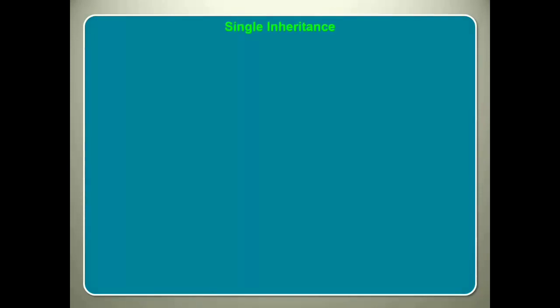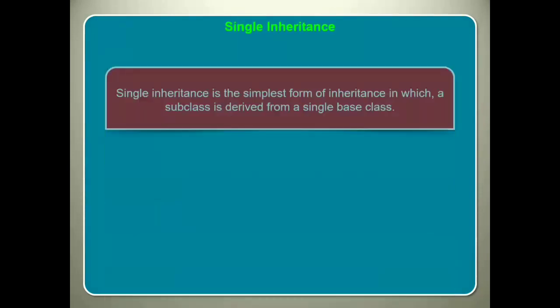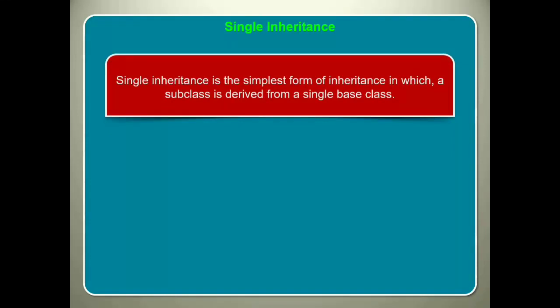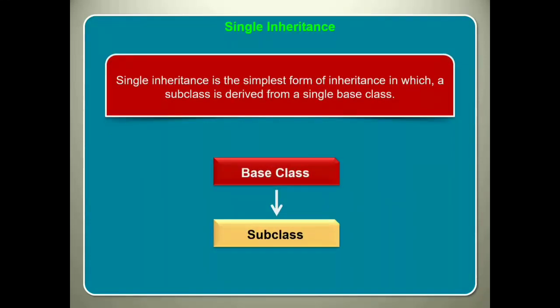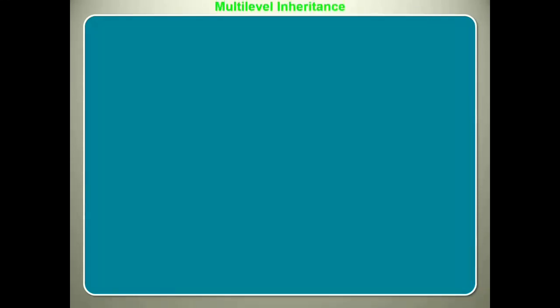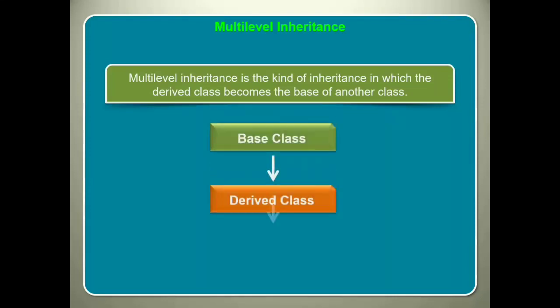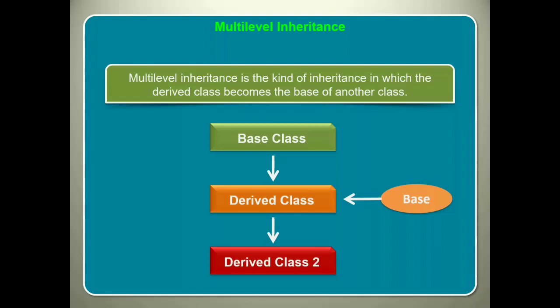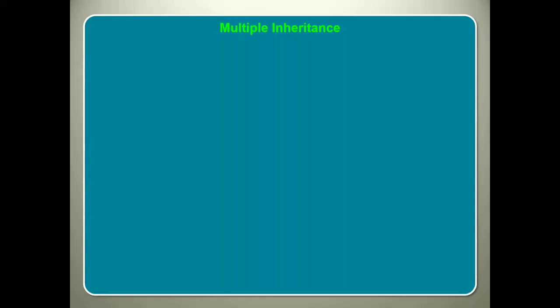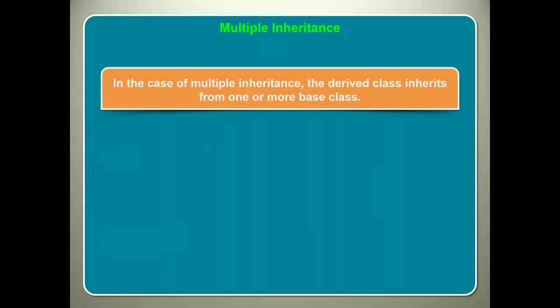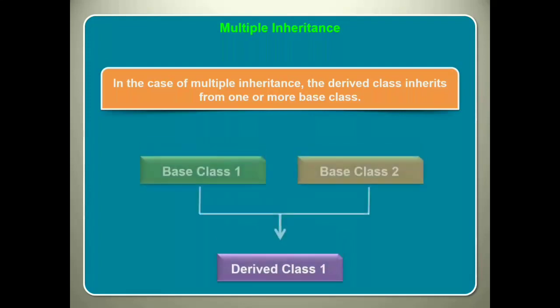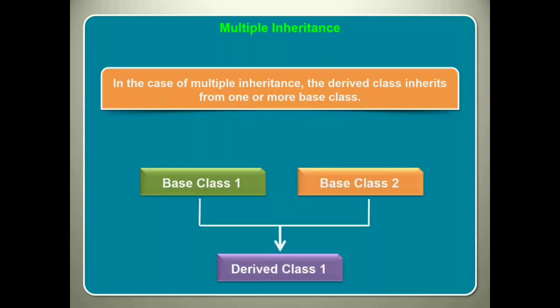Let us begin with single inheritance. Single inheritance is the simplest form of inheritance, in which a subclass is derived from a single base class. Next is multi-level inheritance. Multi-level inheritance is the kind of inheritance in which the derived class becomes the base of another class. Next comes multiple inheritance. In the case of multiple inheritance, the derived class inherits from one or more base classes.